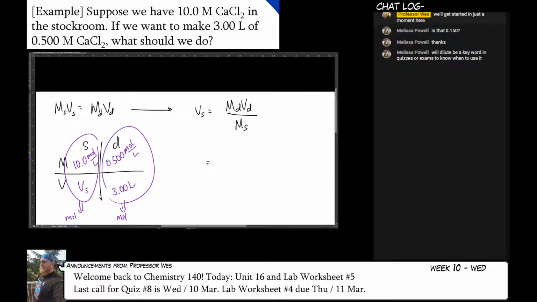And then I'm just going to plug in the numbers. So the molarity of the dilute solution was 0.5 moles per liter times the volume of the dilute solution, which was 3 liters. That should be a decimal point. There we go. And then I'll divide by the molarity of the concentrated solution.